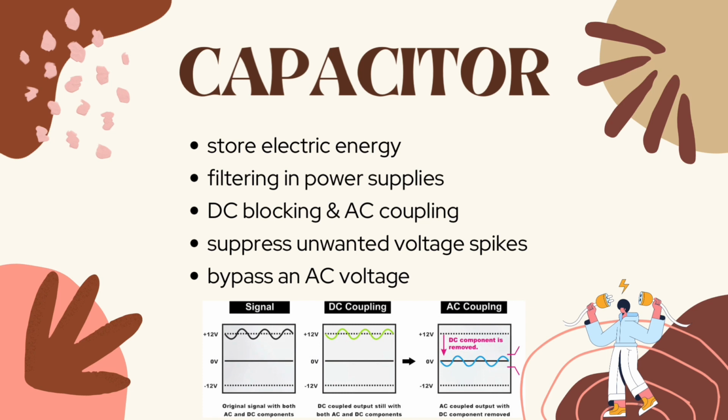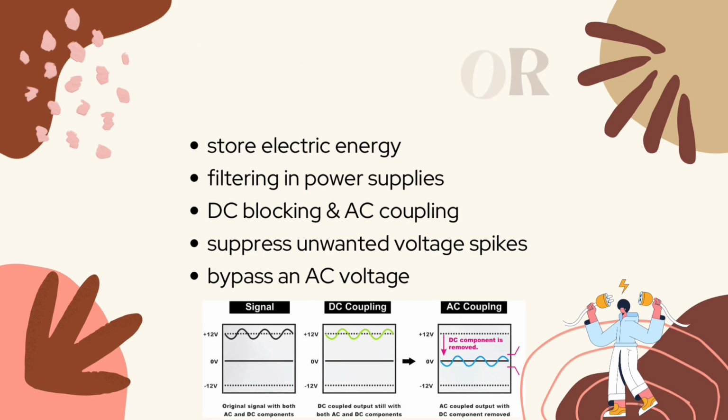Since capacitors do not pass DC, they are used for DC blocking and AC coupling. For power line decoupling, capacitors are connected between the DC supply and ground to suppress unwanted voltage spikes that occur on the DC supply voltage due to fast switching. Capacitors are used to bypass an AC voltage around a resistor without affecting the DC resistance.